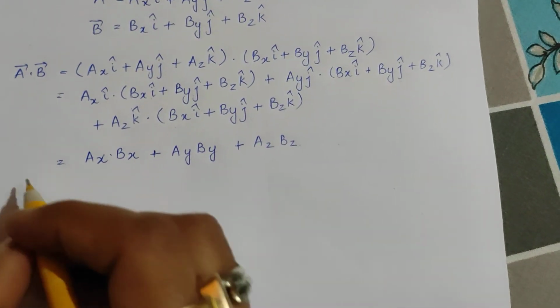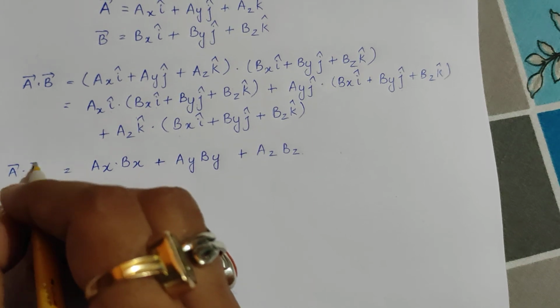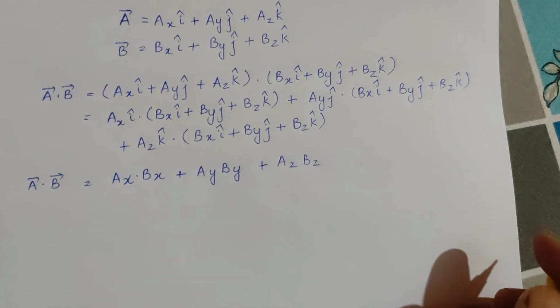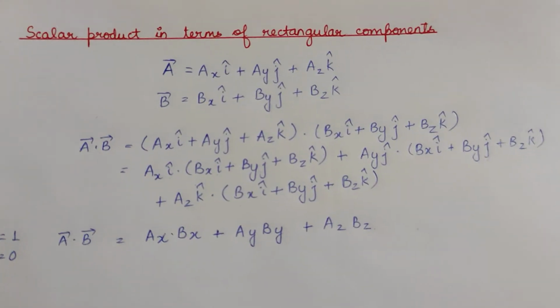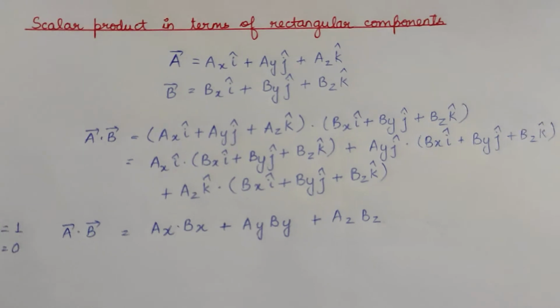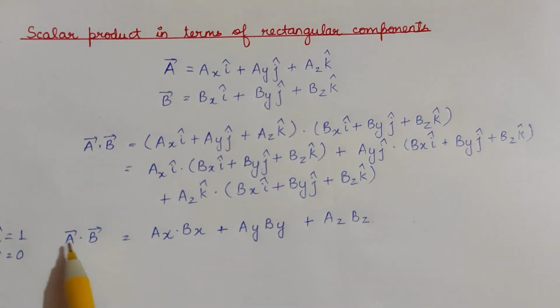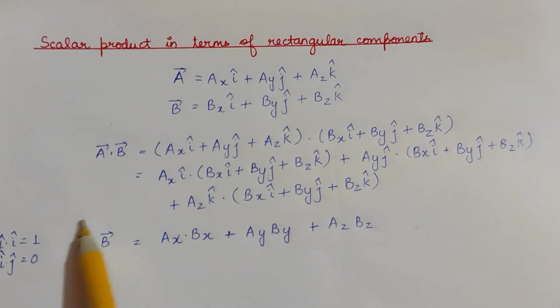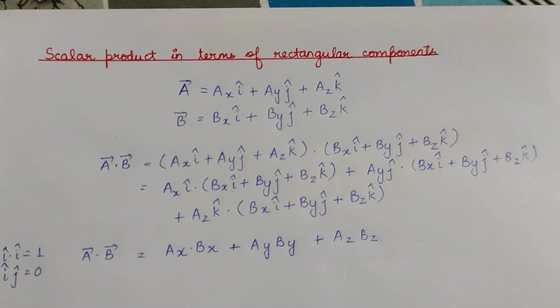So by this you can see that by multiplying vector A dot vector B, we are getting AX BX plus AY BY plus AZ BZ. And these are the rectangular components of scalar product. So we have written the scalar product of vector A and vector B in terms of its rectangular components.